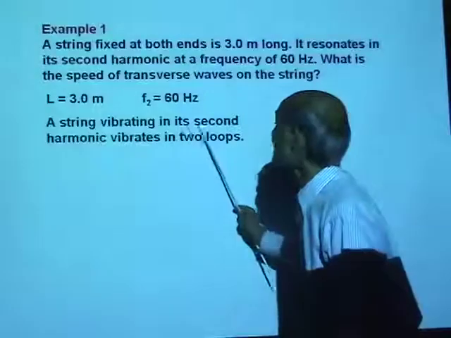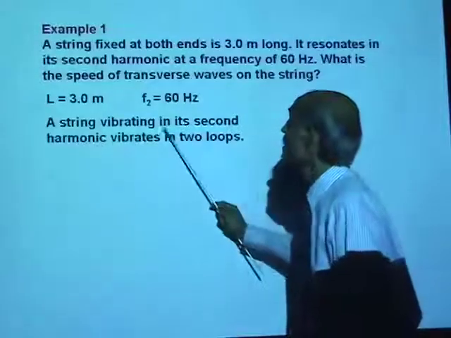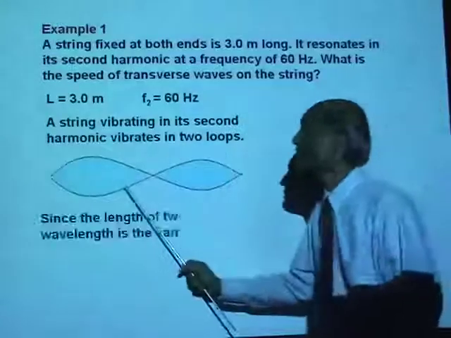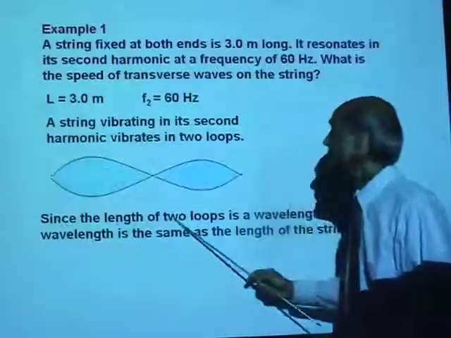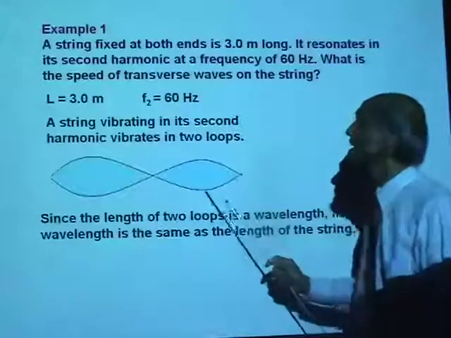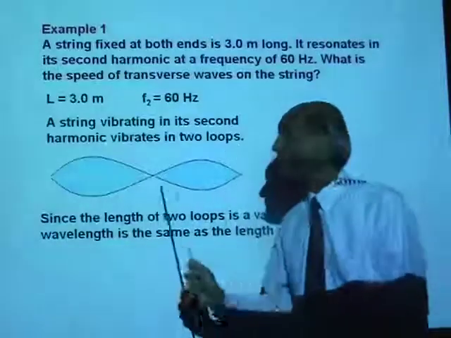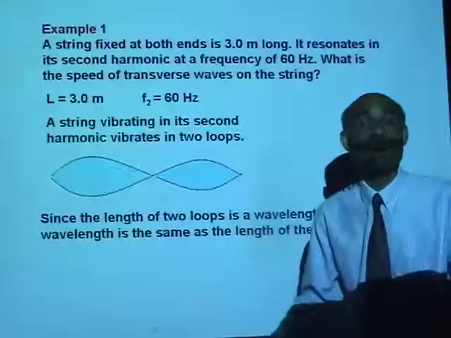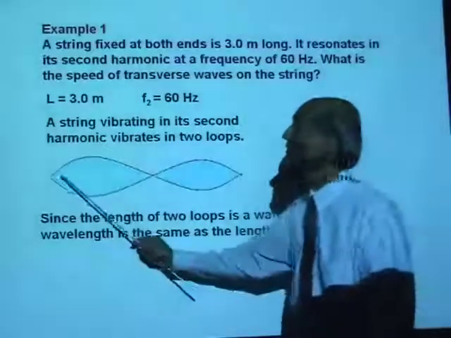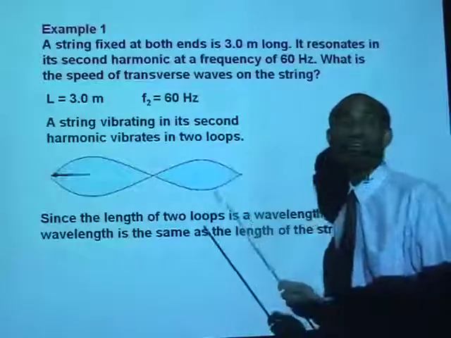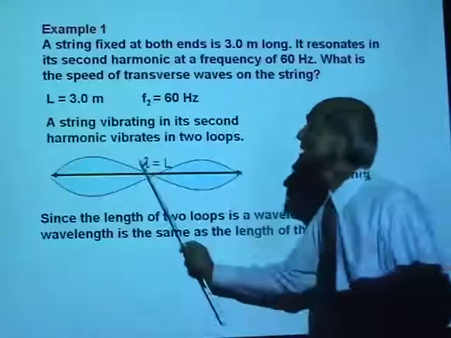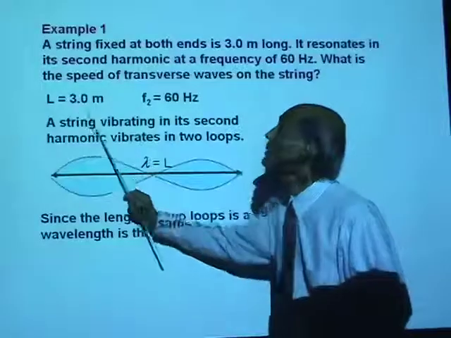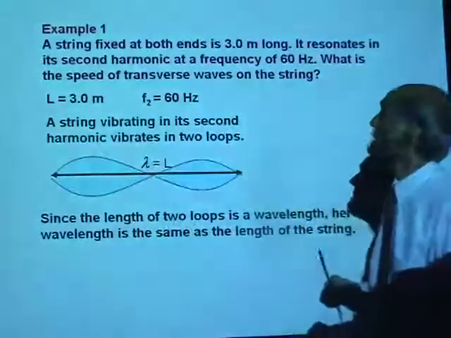The string vibrating in its second harmonic vibrates in 2 loops, like this. That means since the length of 2 loops equals 1 wavelength, length 3 meters gives you a measure of the wavelength of that wave. So what is the wavelength of the wave here? The wavelength of the wave equals the length of the string, which is therefore 3 meters.